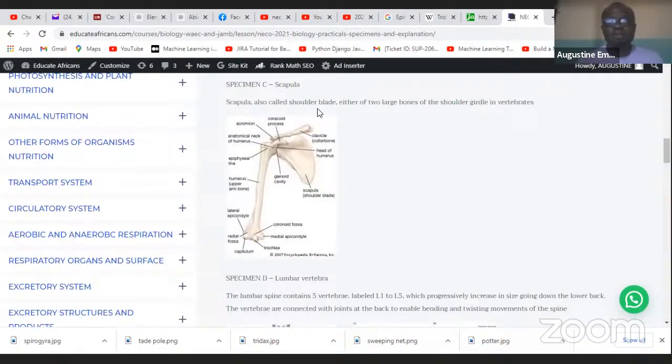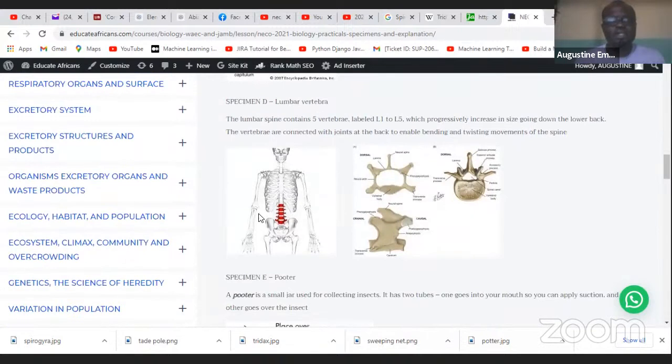This is the scapula, also called the shoulder blade. You can see the shoulder blade, very important. In various vertebrate organisms, you can see them. And this is the lumbar vertebrae, it's down towards the hip. It helps in bending and twisting movement, very important. This is the diagram, very long neural spine. You can see this. Take note of the sketch.